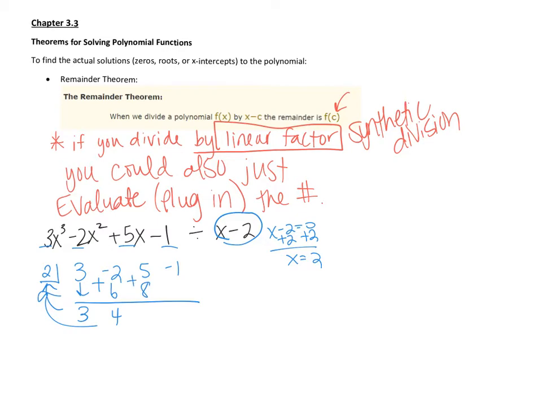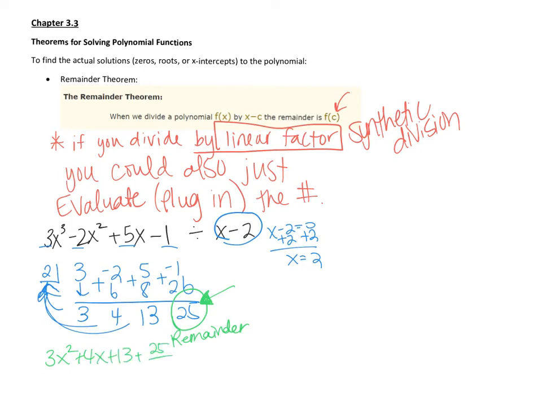Multiply and add, multiply and add. And then at the end, if I was truly doing synthetic division, when I go to write my answer, remember we said the last number is that remainder. So with the remainder theorem, all we actually care about with the synthetic division is that last number. So we do all of this, and instead of writing my answer, which we could, that's going to be 3x squared plus 4x plus 13 plus that remainder over the divisor.